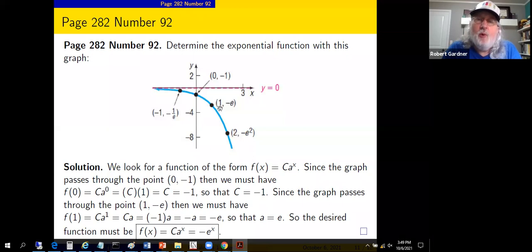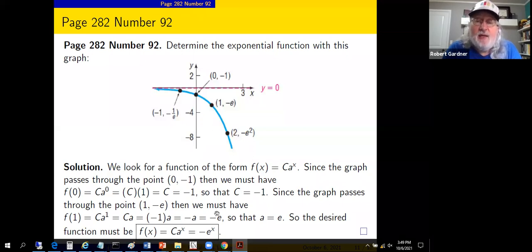Let's use this point, 1's a nice number, to see if we can find a. The graph passes through the point 1, -e. So we must have f of 1 equals -e, but we can compute f of 1 as c a to the 1, and a to the 1 is a itself. We just saw c was -1, substitute in there. Simplify, that gives us -a. And remember, this f of 1 must equal -e because we have the point 1, -e on the graph.